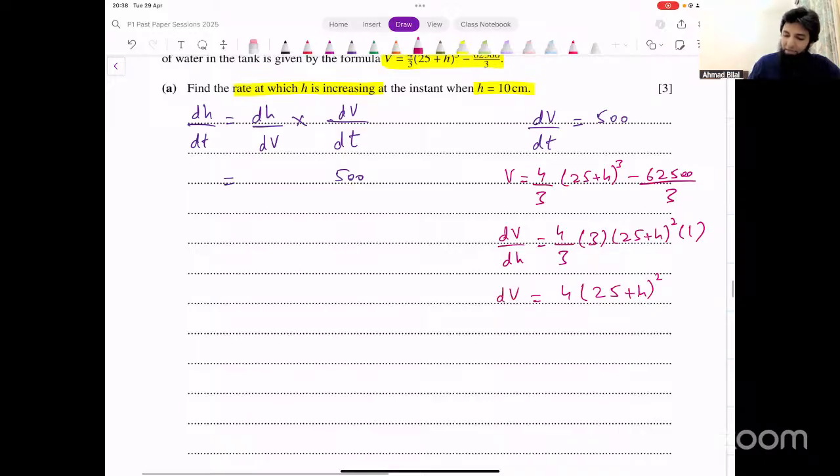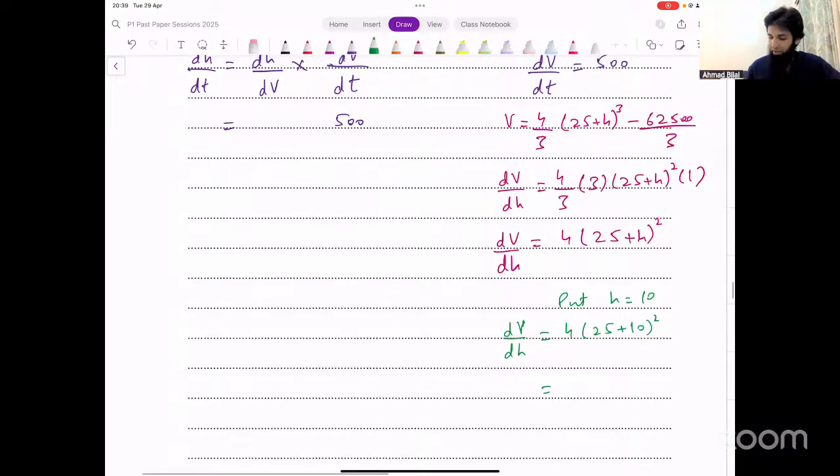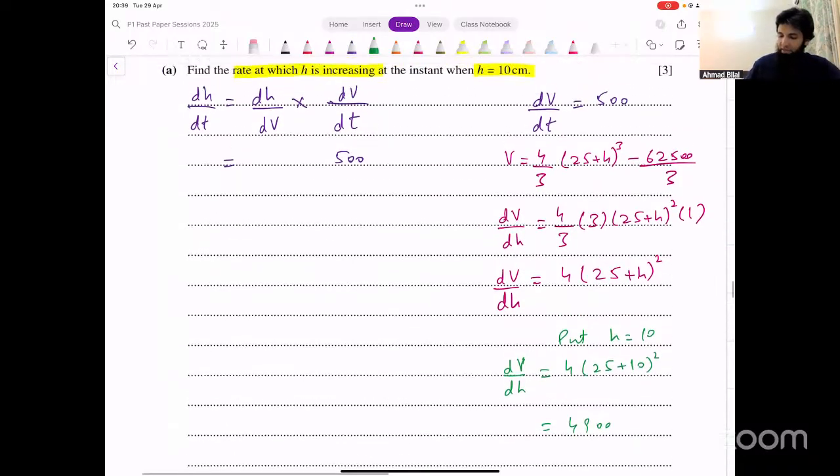Okay, now that's dV over dh. We are given that h is equal to 10. We can input that value for h here. At that particular point, we want to find this rate of change, right? So when h is equal to 10, what's the value for dV over dh? That's 4 into 25 plus 10 whole squared. What do we get from this? 4,900. That's the value of dV over dh that we are getting.